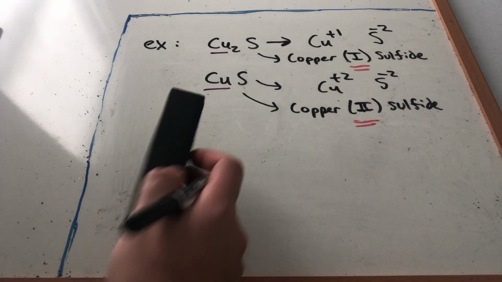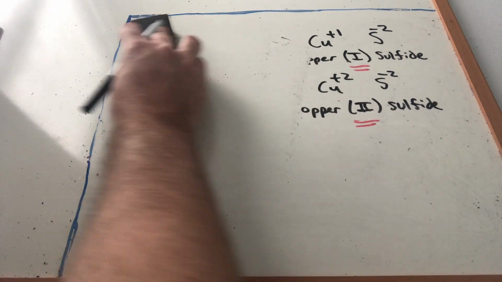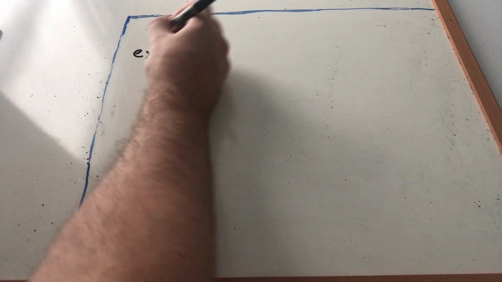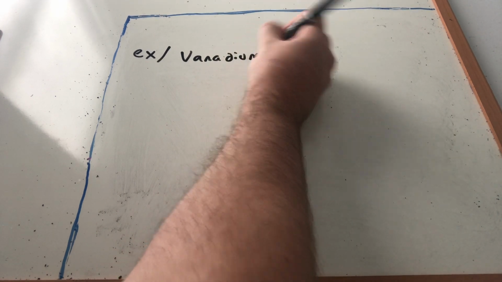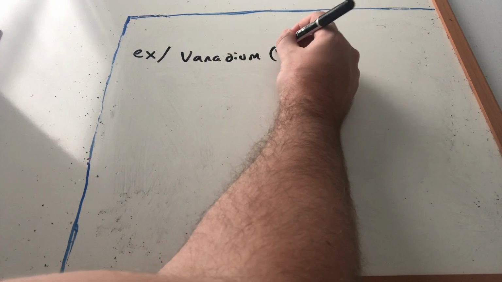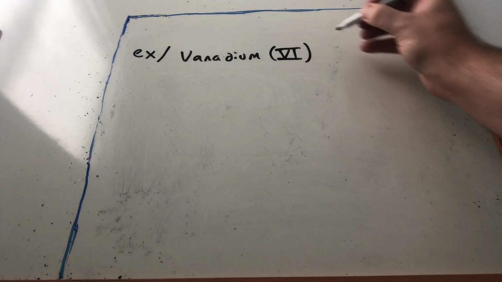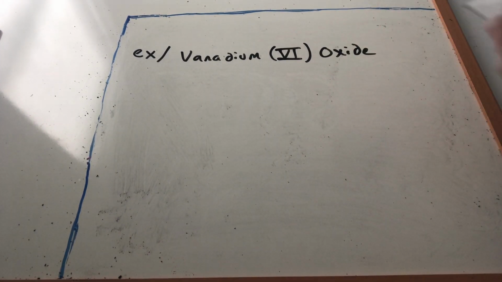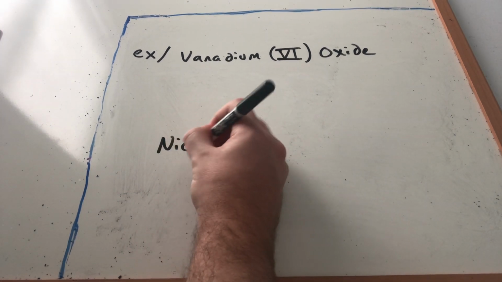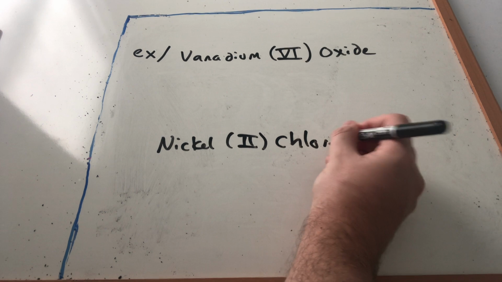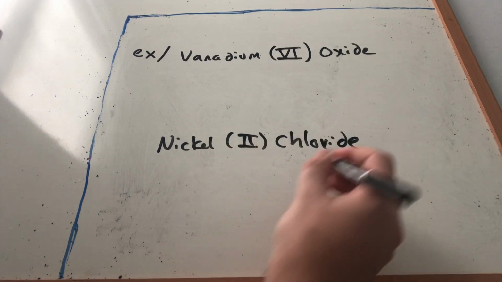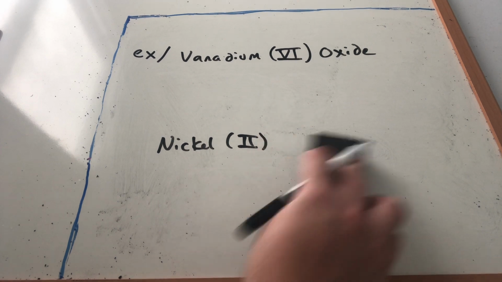Let's go in the opposite direction. Another example. Vanadium is V. Vanadium can have a whole bunch of different charges. Vanadium(VI) oxide is an example we'll do. And then let's do nickel(II) fluoride, just for something different. Now we've seen chlorides before.